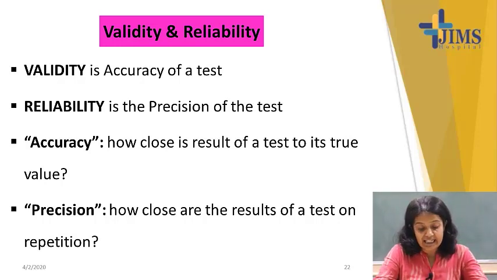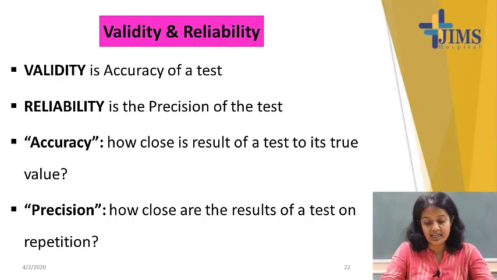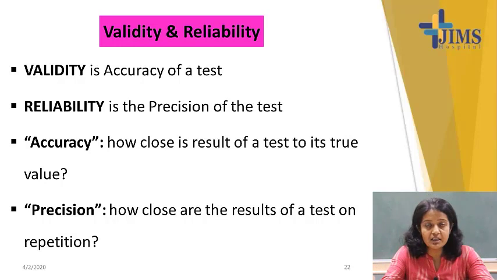Validity is the accuracy of a test. What is accuracy? That is how close the result of the test is to its true value. I have measured the fasting blood sugar of a patient, that is 129. How close is it to the standard fasting blood sugar? Only 3 or 4 units variation is there. So we can tell it is valid.